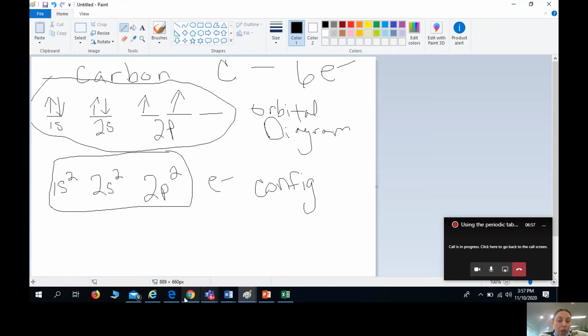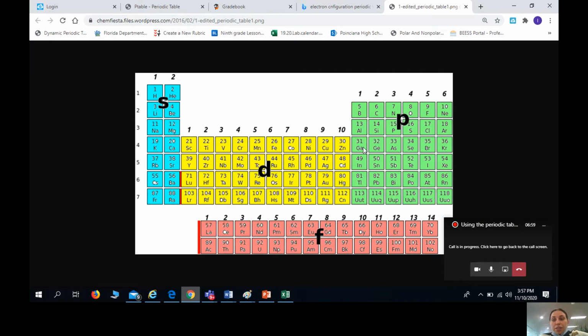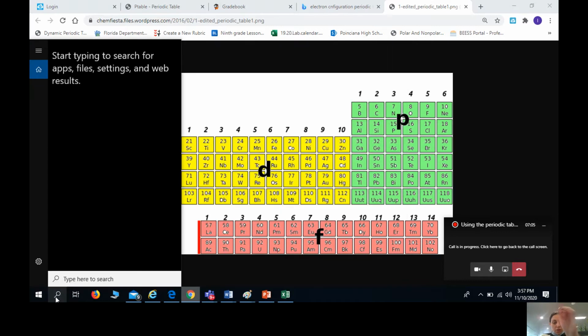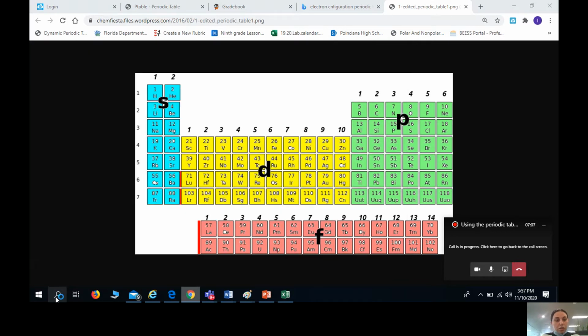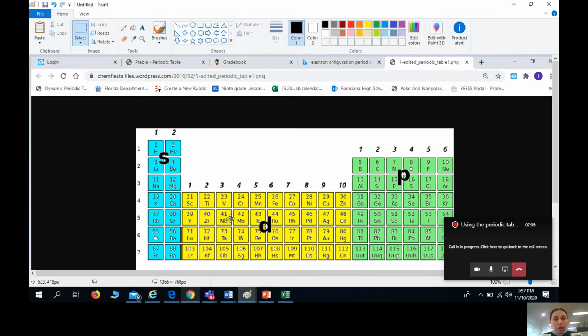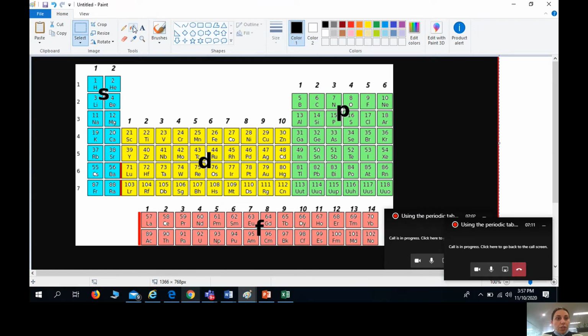Orbital diagram. All right. So on the periodic table, if I wanted to find carbon, let me use Paint and write on this. I would circle the element that I'm looking for. You can do it in your head, but because I'm trying to show you guys, I'm physically going to circle it. So I'm looking for carbon.